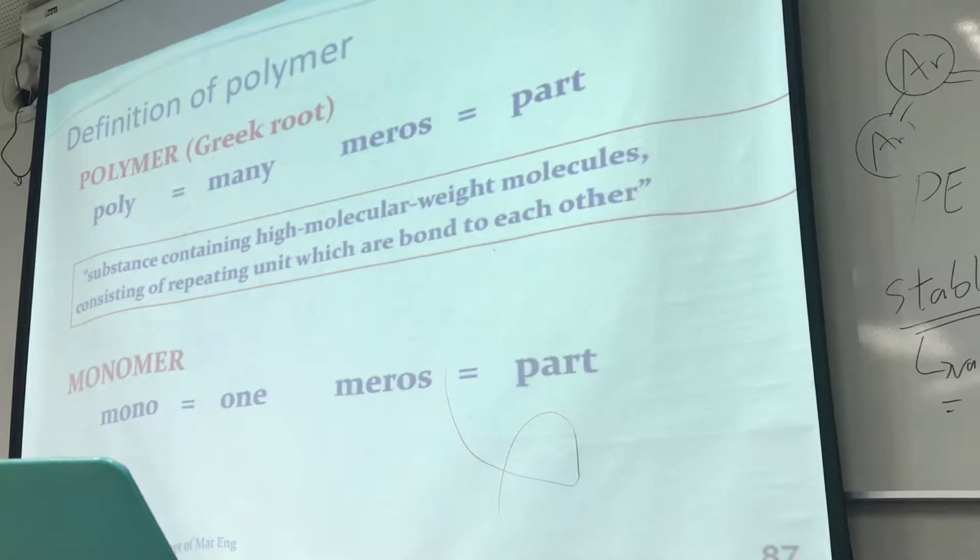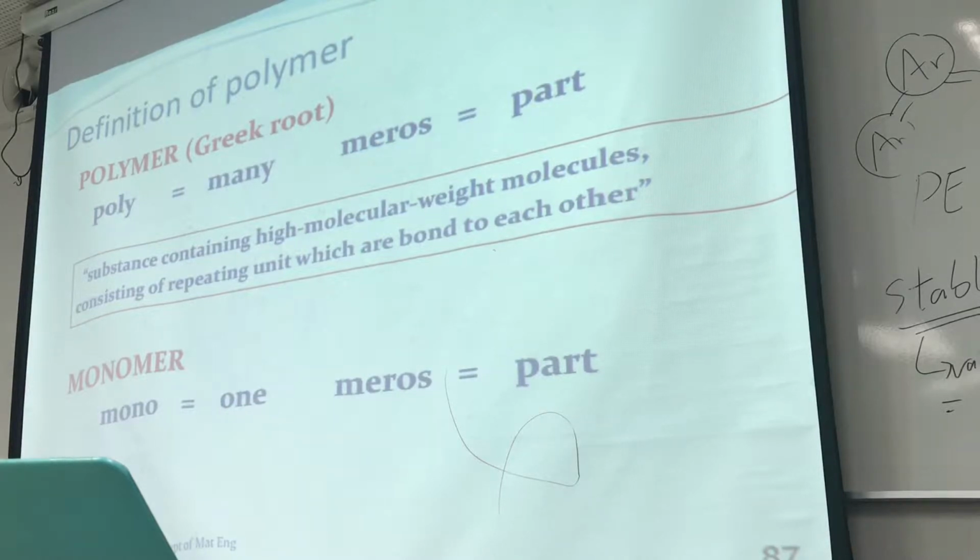Poly plus monomer. That means there are a lot of monomers and they combine into polymer. So what is the name of the reaction that causes the combination of monomers into polymer?